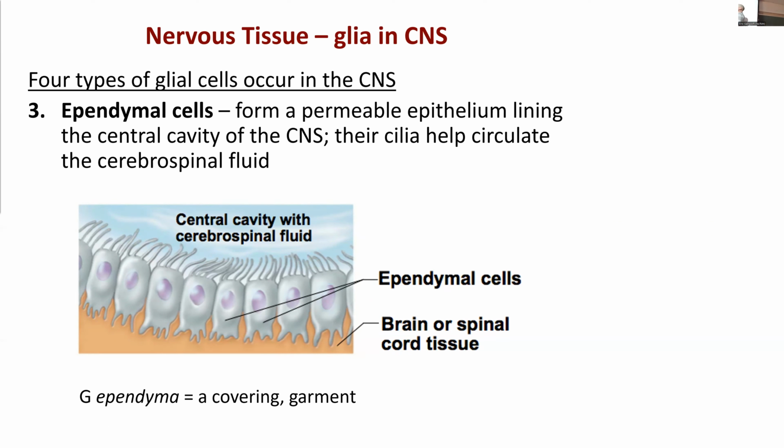And they have these little cilia that wave around and keep that fluid moving to keep it circulating. And they provide this barrier. So they're very tightly packed side by side. And they provide that barrier between the cerebrospinal fluid and the brain itself.